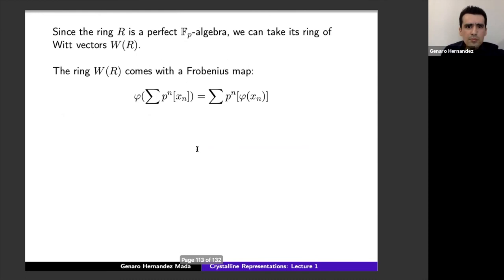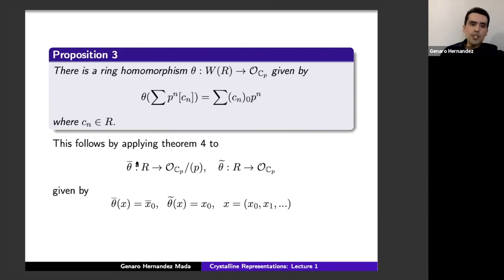So this is what we are doing. We are just starting with something from R to the residue ring of this, which is this, of course. And we are going to take a multiplicative lift from R to OCp. That's what we needed to apply the theorem. And what we get is something that goes from W of R to OCp. And so theta bar is very simple. We just take the zeroth component of x.